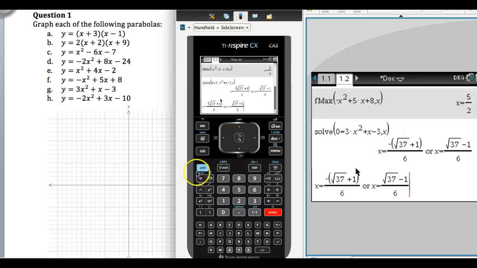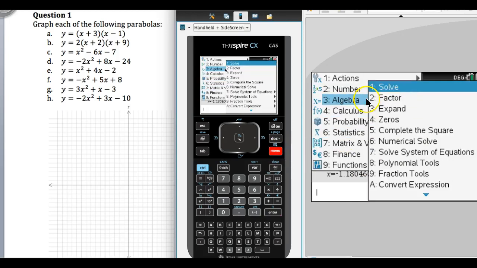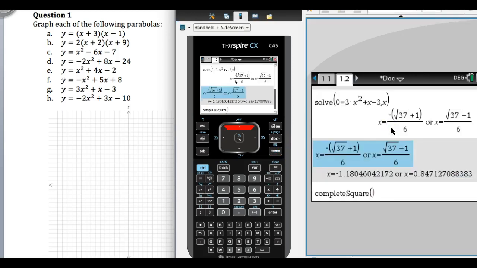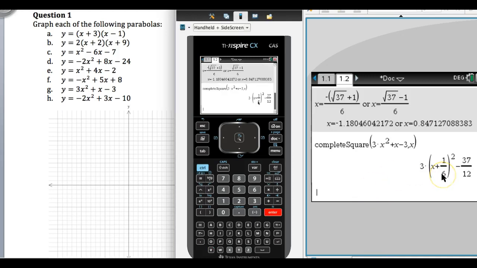And to find out what the decimal is, if you want to graph, just Control Enter will give it to you. But I can promise you anything that you're going to be assessed on won't have horrible numbers like that. So what else are we going to do? Complete the square. So algebra, complete the square. Remember, I can just highlight this. I can highlight the whole thing. Control C, middle, Control V. There it is.